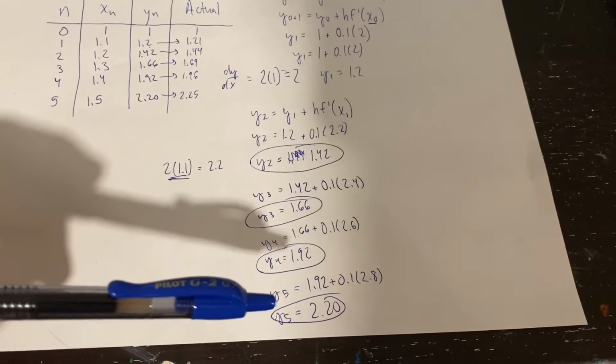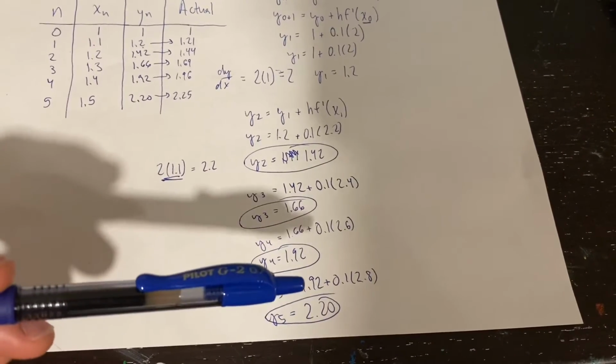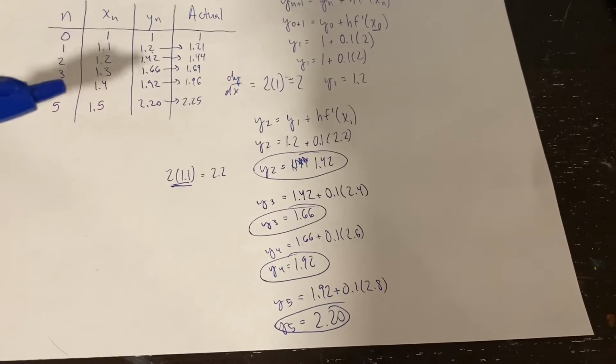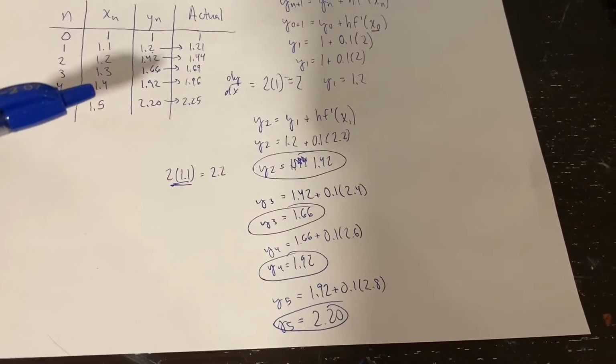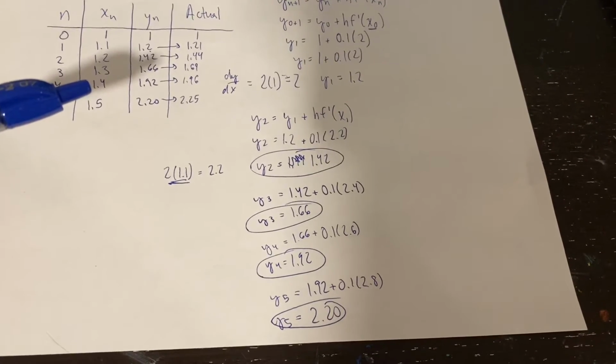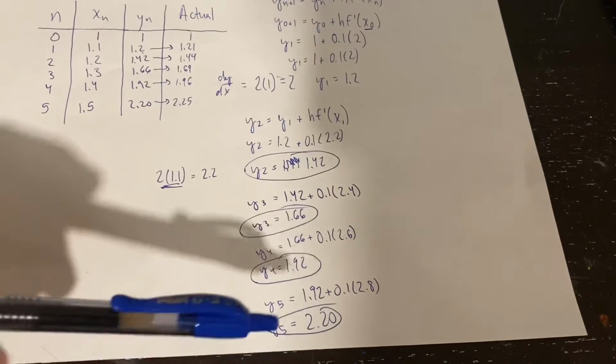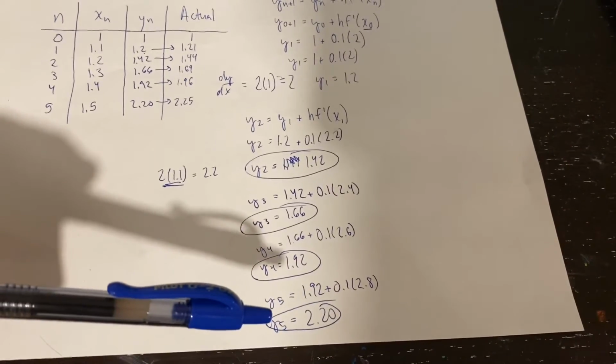And finally, y sub 5 equals y sub 4, 1.92, plus the step size, 0.1, times 2 times x sub 4, which is 1.4. So 2.8 times 0.1, and calculating that is 2.20.